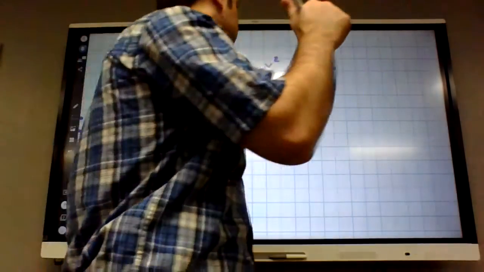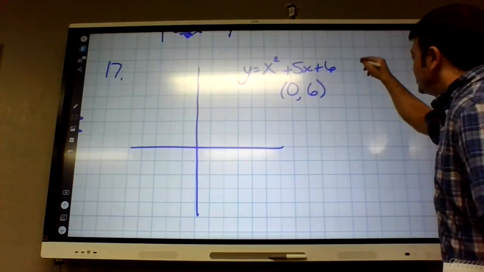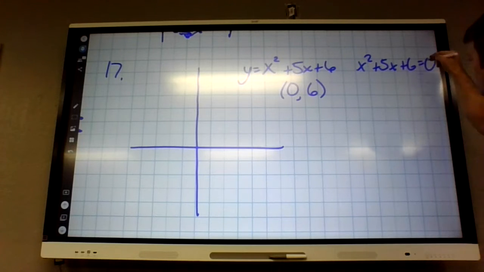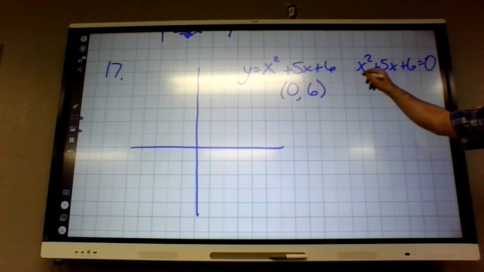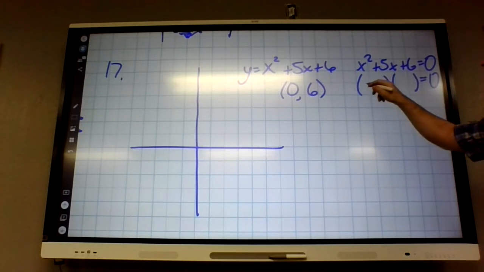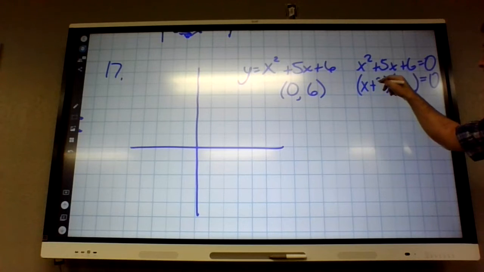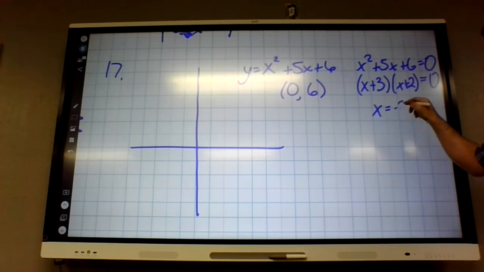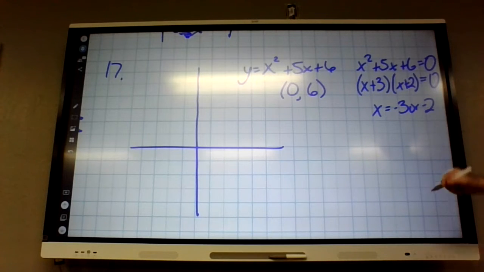Now how did I find the x-intercepts? Y is 0. Yeah, turn y into 0. So x squared plus 5x plus 6 equals 0, and solve that for x. So what multiplies into 6 that adds up to 5? 3 and 2. So x equals -3 or -2.